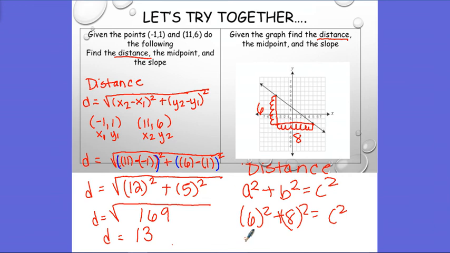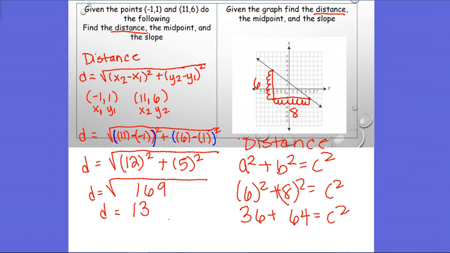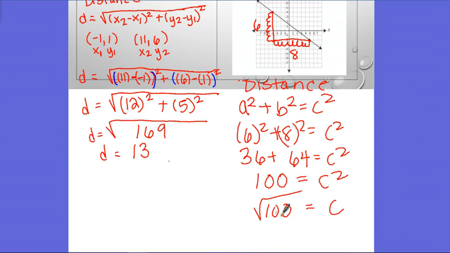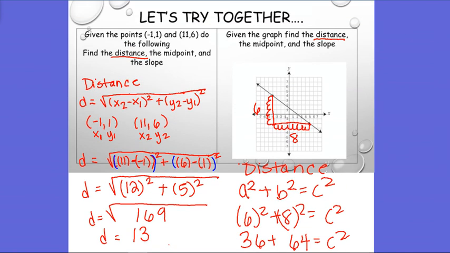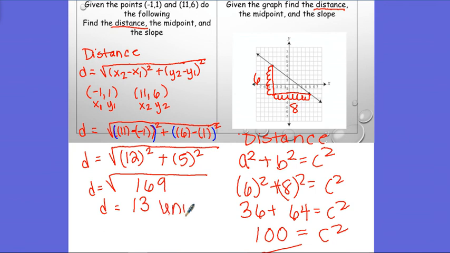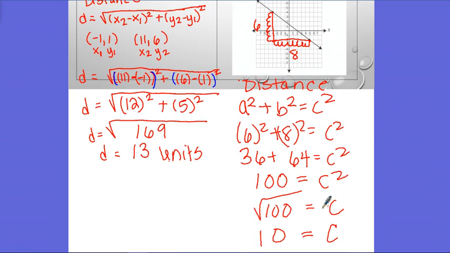So I'm going to get 36 plus 64 equals c squared. And then if I add that together, that's 100 equals c squared. Then I take the square root of both sides. Square root of 100 equals c. And so the distance between those 2 points on this line is 10. And it's 10 units, the same as the other ones. If they don't give you units, then you can write just units. And distance is a linear unit.